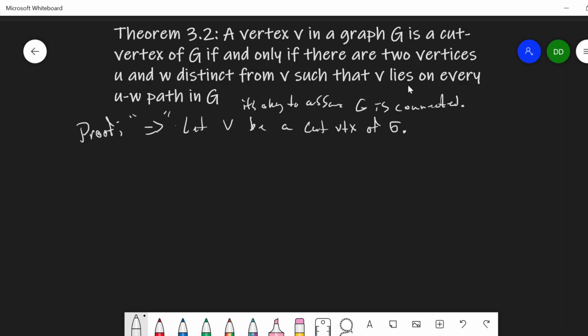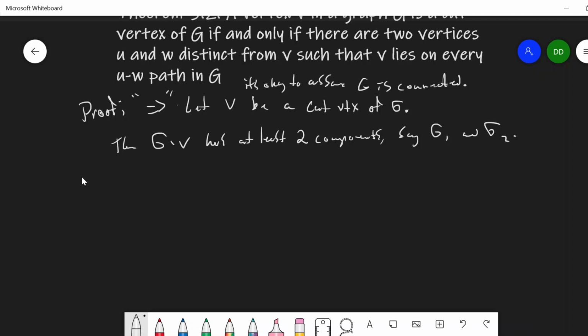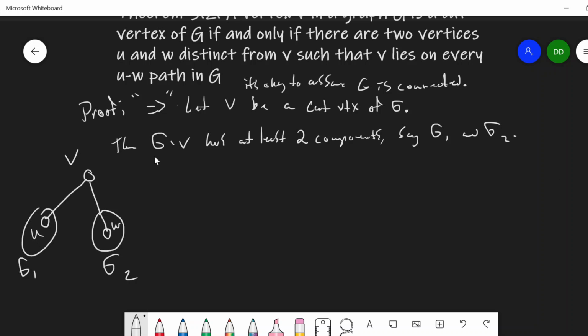And I want to show that there are U and W distinct from V, such that V lies on every UW path. So if V is a cut vertex, then G minus V has at least two components, say G1 and G2. If you have this general picture in your head, here's my vertex V, and I have these two components, G1 and G2. And remember, in order for this to make sense, V has to be adjacent to at least one vertex in each component, U and W. And this proves my existence of the two vertices U and W such that every path from U to W goes through V.